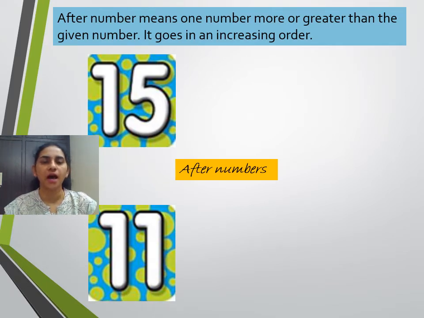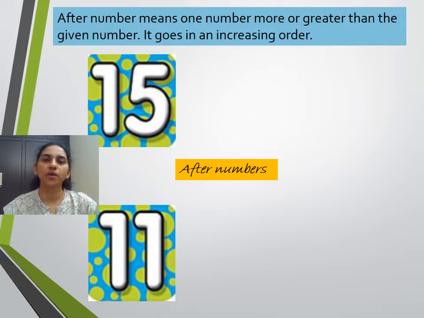Children, next comes after numbers. What is an after number? After number means one number more or one number greater than the given number. Whatever number they have given for us, we have to see the next number. It goes in a forward direction. When the number goes in a forward direction, it goes in an increasing order.